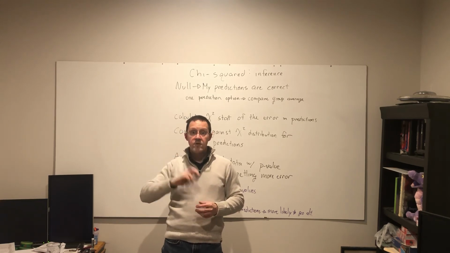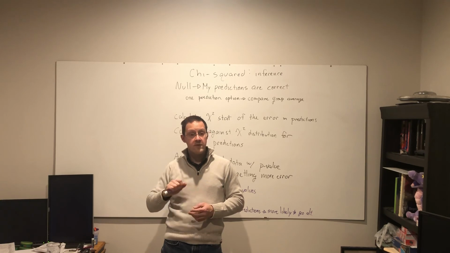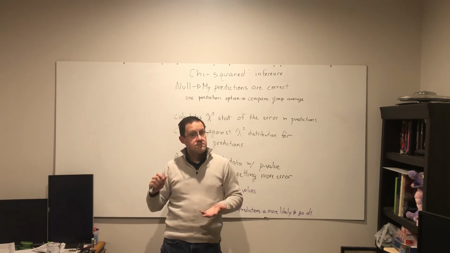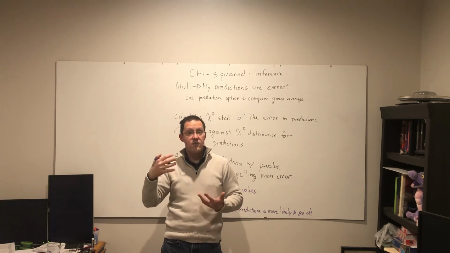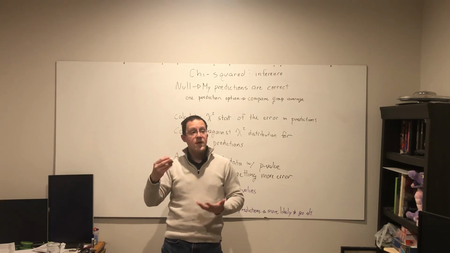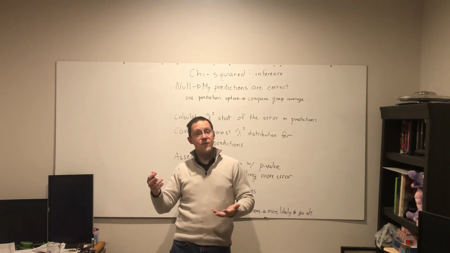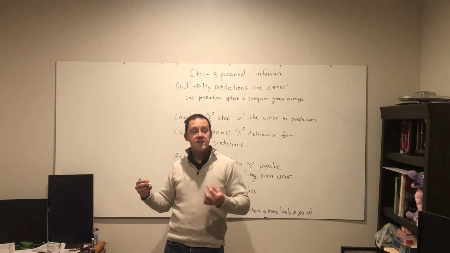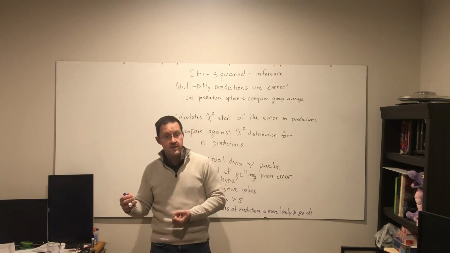So those are the different ways that chi-squared gets worked out, that we actually make an inference from that, where it's assessing the error within our predicted values.